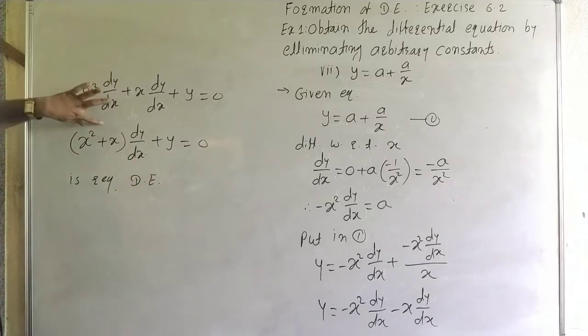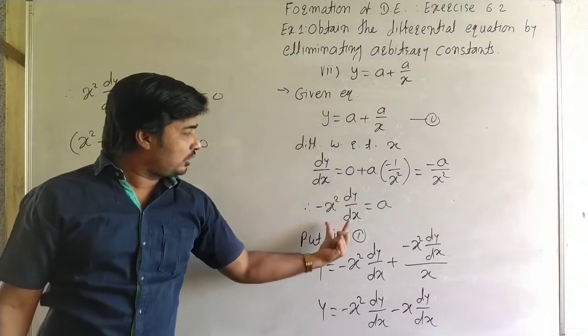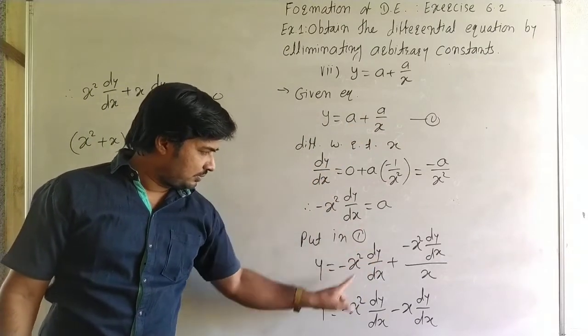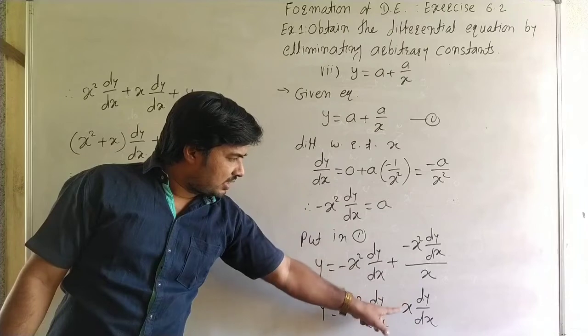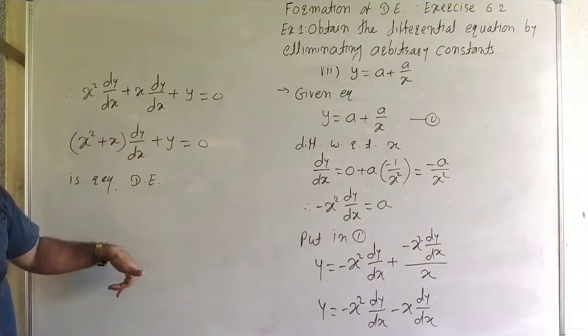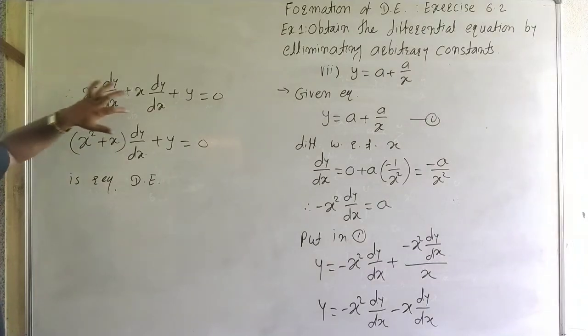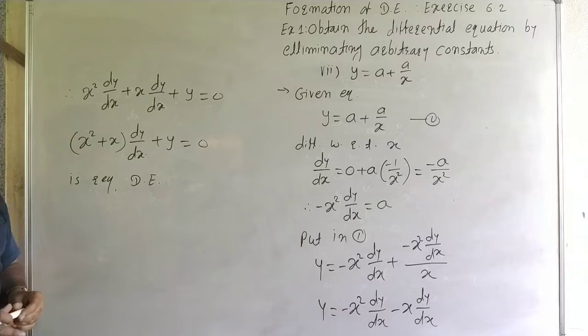X square plus x dy by dx plus y. Here y is equal to a plus a by x. Put the value of a in this equation. Here x gets cancelled, we get x dy by dx, and then both dy by dx terms we can write in the LHS. So it is a plus, and take dy by dx common. It is our required differential equation.